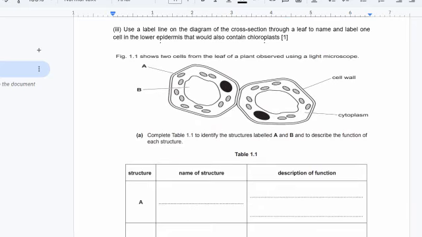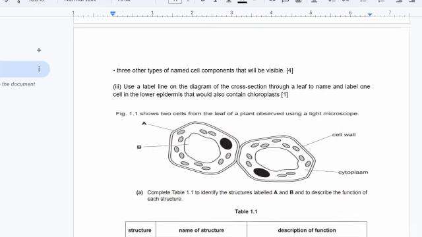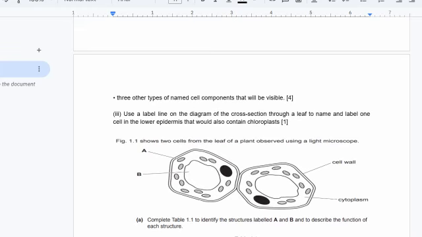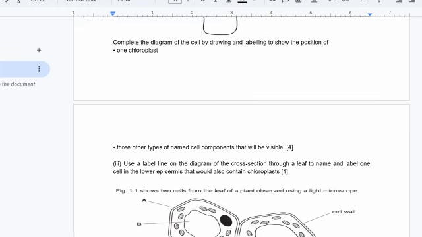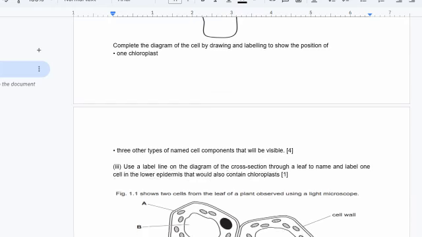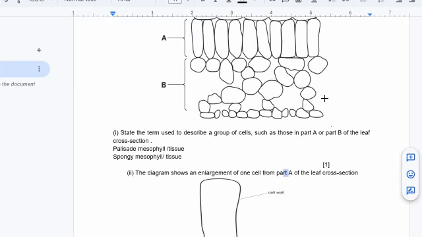Use a label line on the diagram of the cross section through a leaf to name and label one of the cells in the lower epidermis that would also contain chloroplast. Now you have to label, in the leaf cross section diagram, a cell in the lower epidermis that contains chloroplasts. So these are basically the guard cells. Here you go. These are the guard cells which contain chloroplasts.